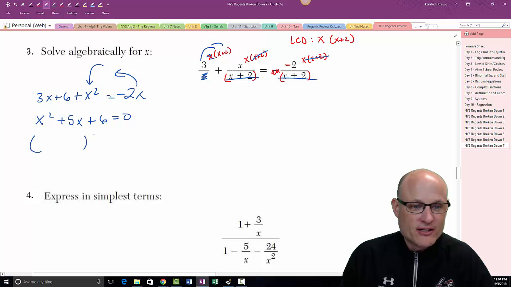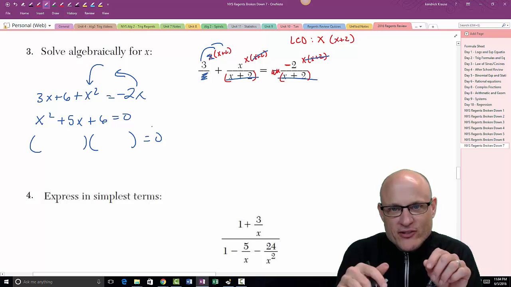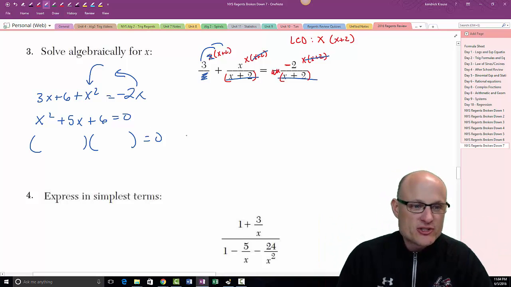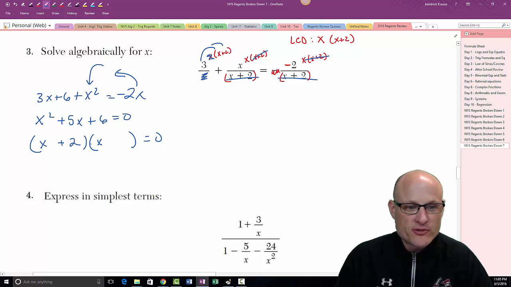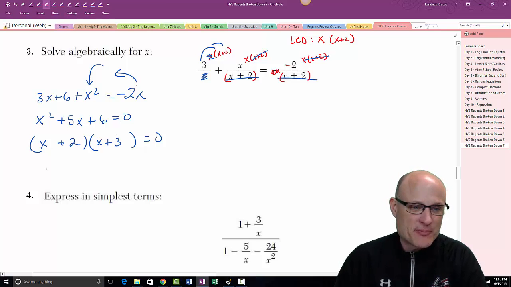Careful with the factoring here. The math people in New York State love to put 5 and 6 there because everybody jumps on 3 and 2, or 5 and 1, or 6 and 1, so you just have to be really careful. So x and x, in this case, it's going to be plus 2 and plus 3. They multiply to positive 6 and add up to positive 5. So I have two answers, x equals negative 2 and x equals negative 3.